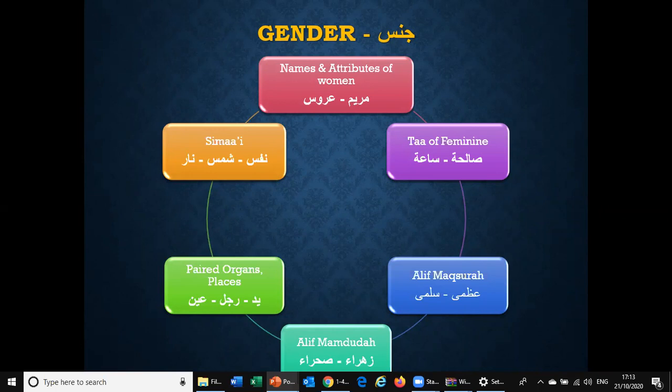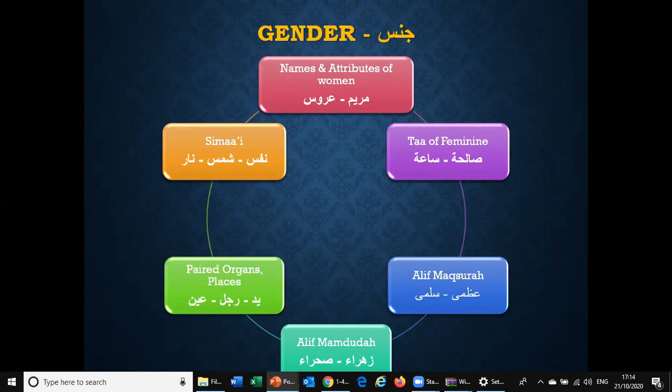Likewise, alif maqsura, a small alif at the end, is also a sign of a feminine word. So Uzma, Salma, Sughra, Kubra, Nu'ma, these are names which are feminine. Likewise, there are certain names with alif mamduda, which is alif and hamza after that.